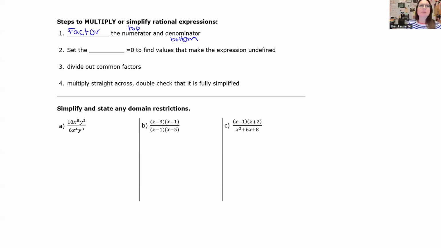Our next step is going to be to set the denominator equal to 0. So the denominator is the bottom. We're going to set the denominator equal to 0 to find any values that make the expression undefined. So when the expression is undefined, we call these restricted values.